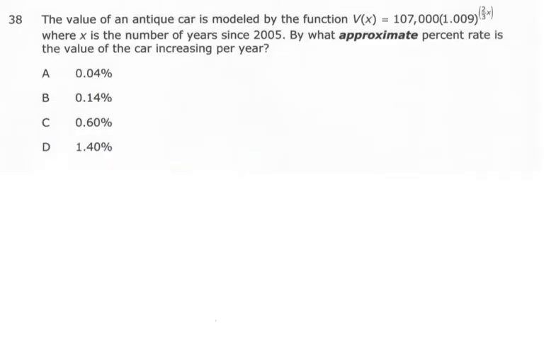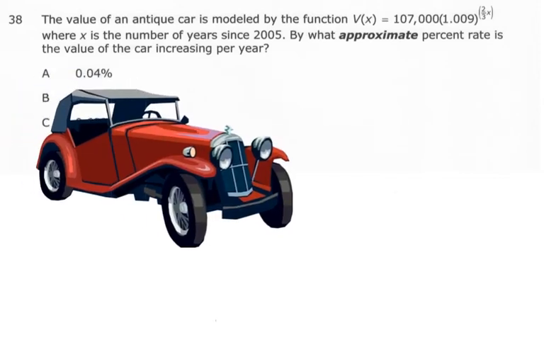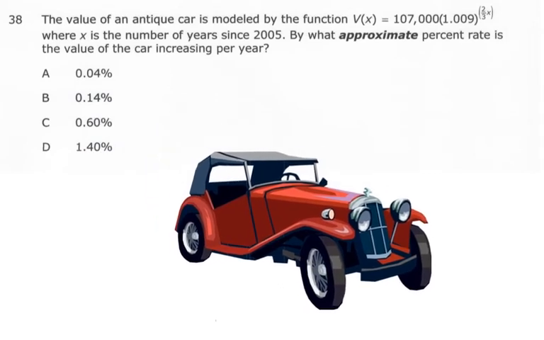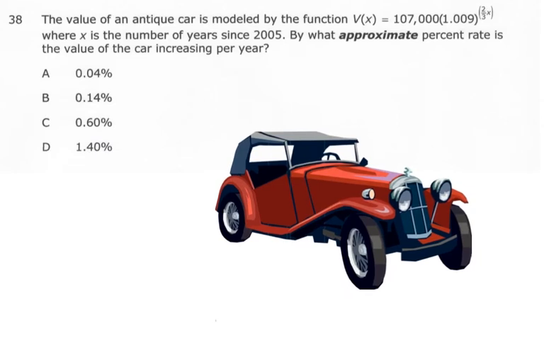Okay, number 38. The value of an antique car is modeled by the function v of x equals 107,000 times (1.09)^(2/3 x). And it says x is the number of years since 2005. What is the approximate percent rate that the value of the car is increasing per year?